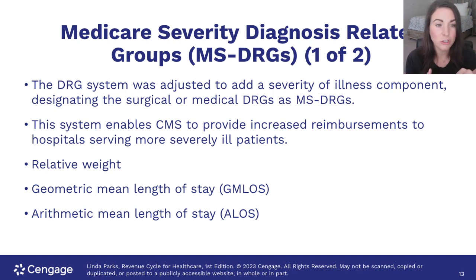It has the geometric mean length of stay, GMLOS. That's the national average length of stay that the CMS publishes. And then the arithmetic mean length of stay is the average length of stay by people that are in this particular DRG. And then it'll have all the ICD-10-CM codes that are included in that one. Well, I think it's just an example of some of them.